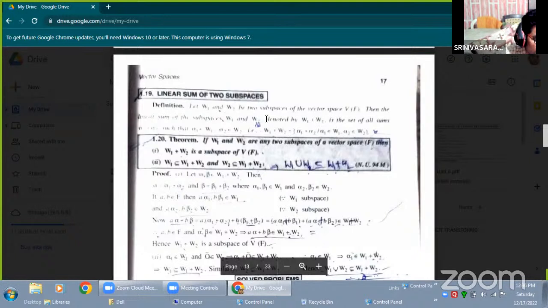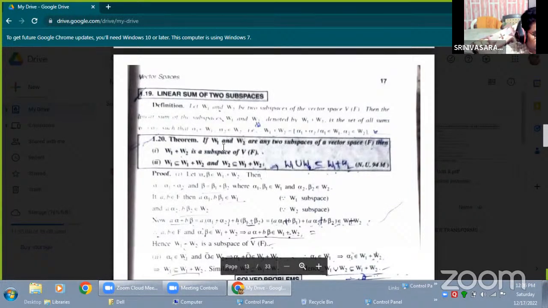The linear sum is the set W1 plus W2 equal to the set of elements alpha 1 plus alpha 2, such that alpha 1 belongs to W1 and alpha 2 belongs to W2. Therefore, the element of the linear sum is alpha 1 plus alpha 2.